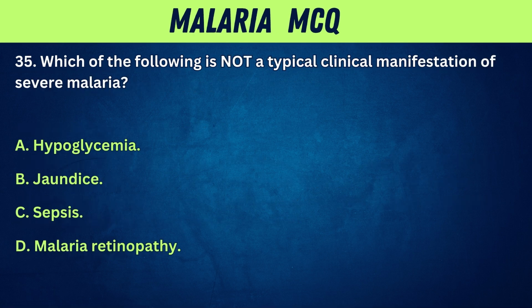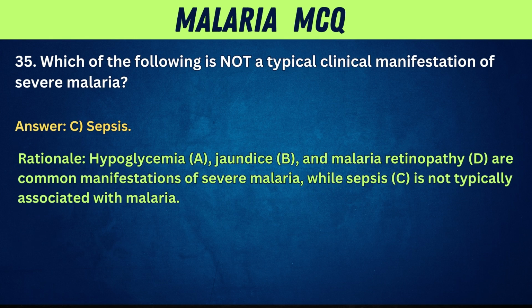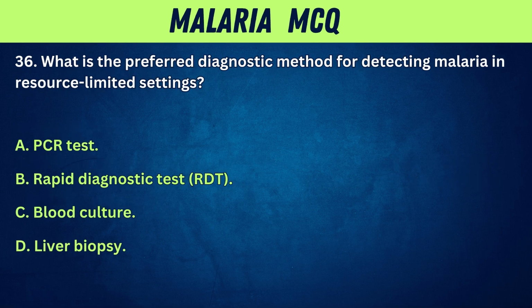35. Which of the following is not a typical clinical manifestation of severe malaria? A. Hypoglycemia. B. Jaundice. C. Sepsis. D. Malaria retinopathy. Answer: C. Sepsis. Rationale: hypoglycemia (A), jaundice (B), and malaria retinopathy (D) are common manifestations of severe malaria, while sepsis (C) is not typically associated with malaria.